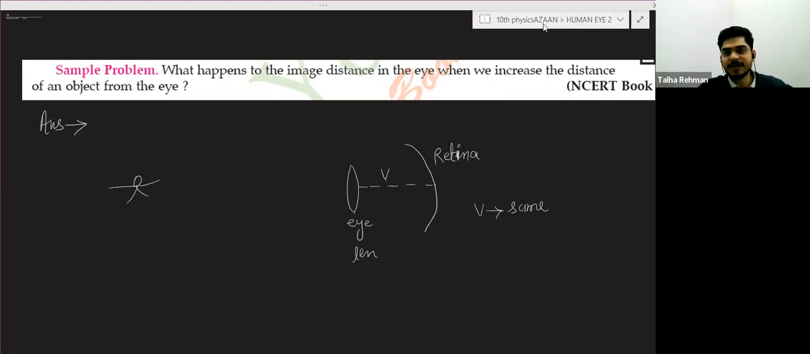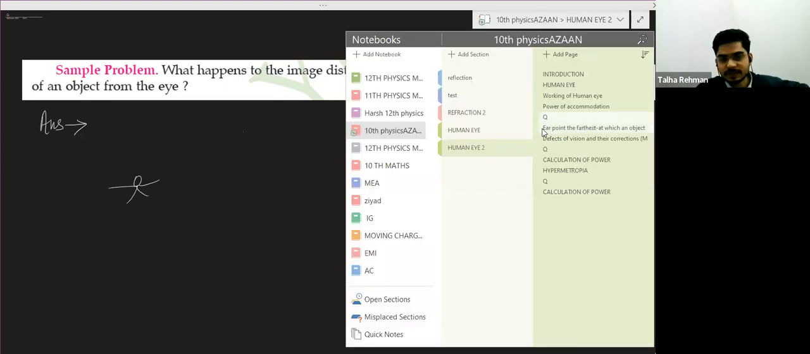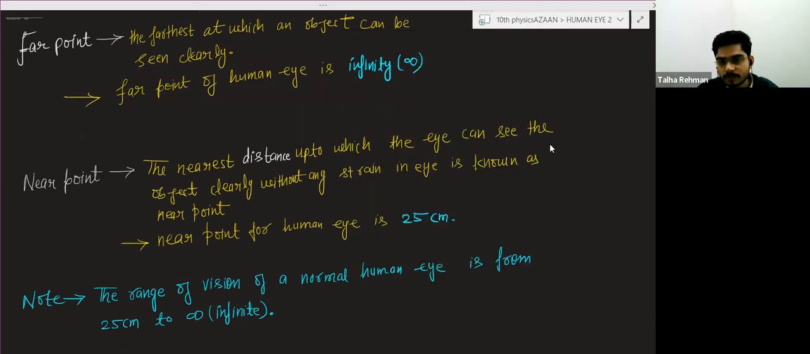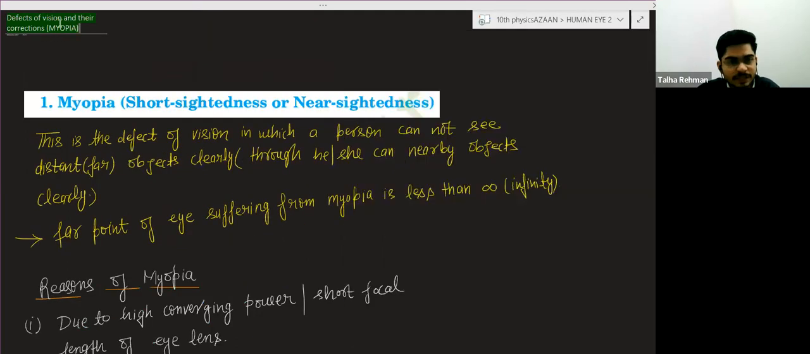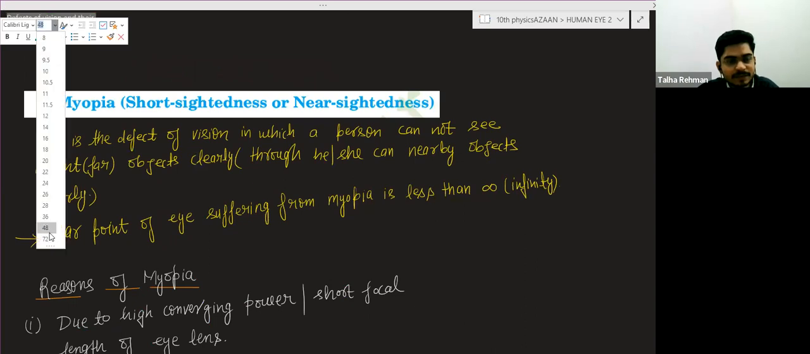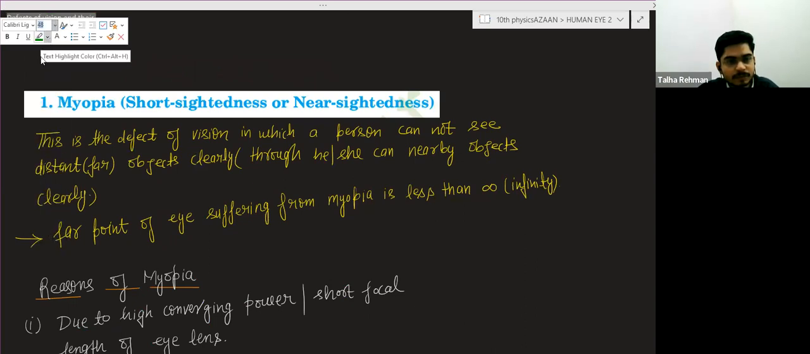So basically, eye defects. What are the eye defects? Defects in the eye due to which there is a problem in the vision, meaning the image of the object is not seen clearly by the eye, or there is some dysfunction in the working of the eye. There can be several reasons for the defect. So one by one we will discuss defects in the eye. First defect is myopia, which I will discuss. Defects of vision and their correction.